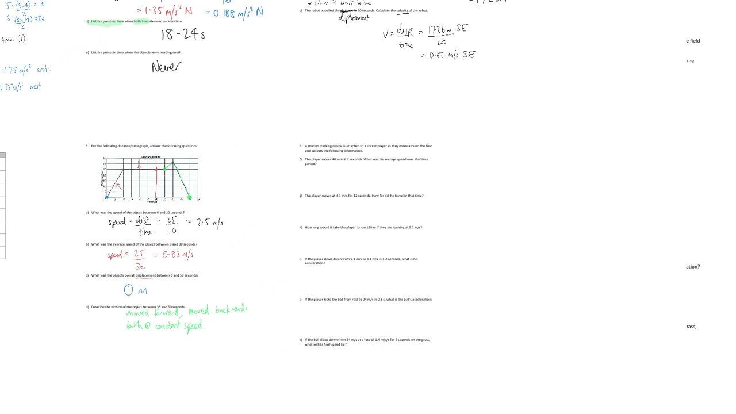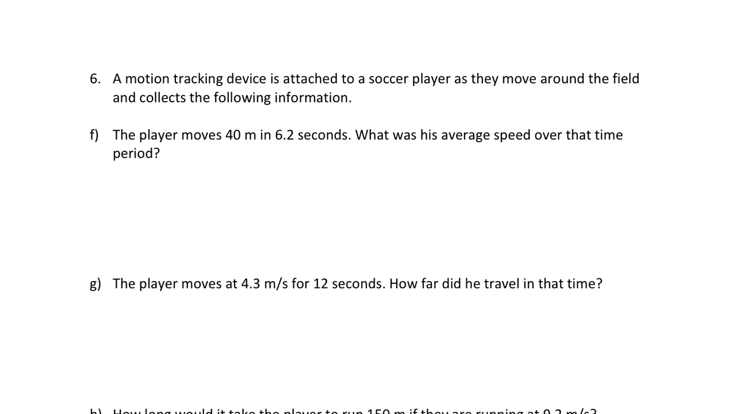Right. Then finally, let's do this one here. A motion tracking device is attached to a soccer player as they move around the field and collects the following information. Player moves 40 meters in 6.2 seconds. What's the average speed? So speed is equal to distance over time. So it's equal to 40 over 6.2, which is 6.45 meters per second.